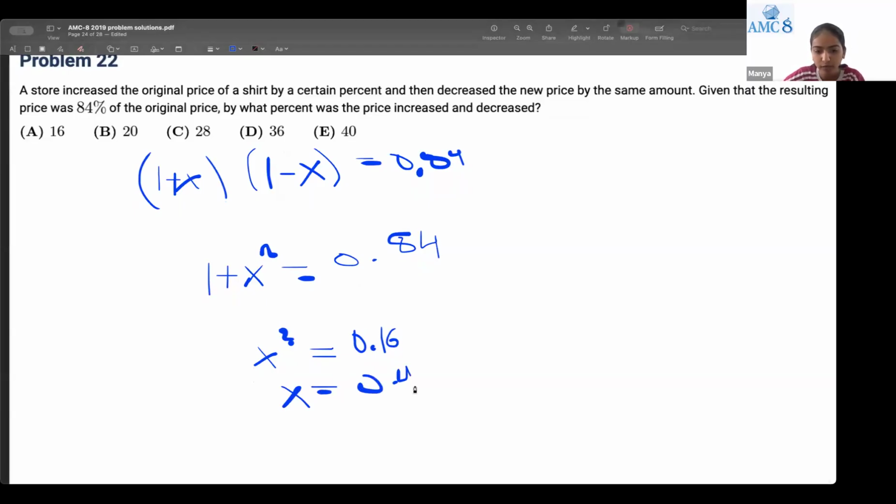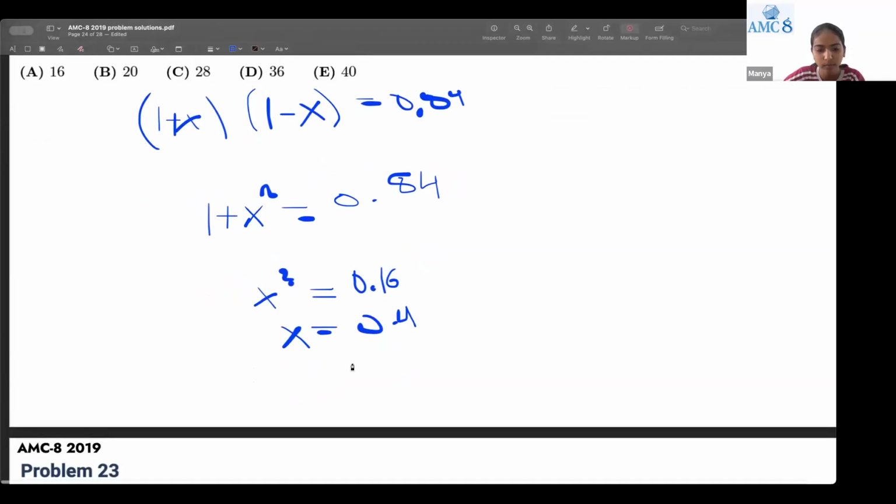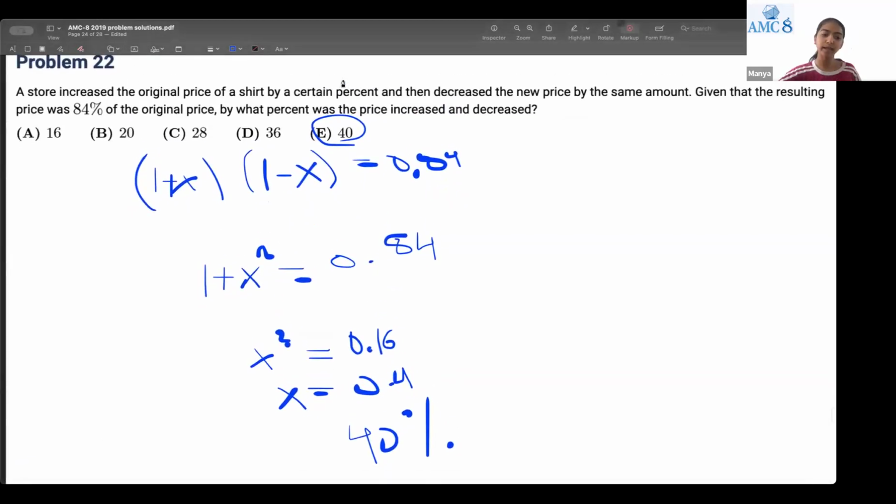So 0.4 converting into a percentage form is equal to 40%. And that's how we got our answer choice E. That's how much percent they increased it by, and that's the same percent that they decreased by. And that's how we got our answer choice E.